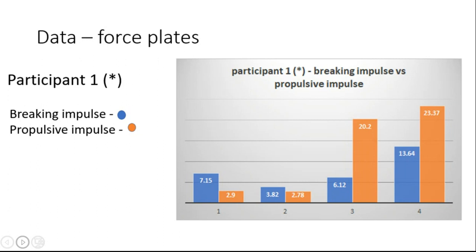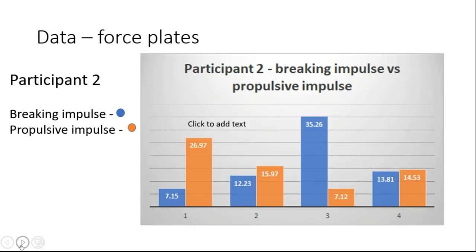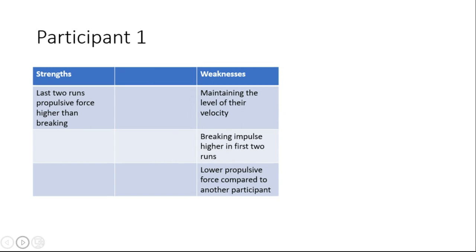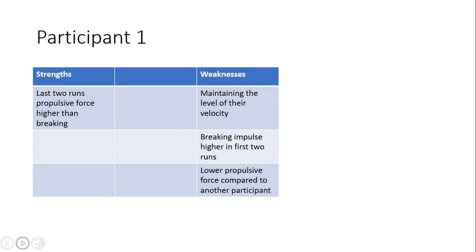I think there are 2 main areas that need improving. Maintaining a good level of velocity all the way through the game, as this obviously is important for a small forward to be able to sprint up and down the court and help their team defensively or when attacking. Also, I think it is important to have a lower braking impulse and a higher propulsive impulse, because a higher propulsive impulse obviously means that the participant will be able to sprint faster and jump higher when contesting for the ball.